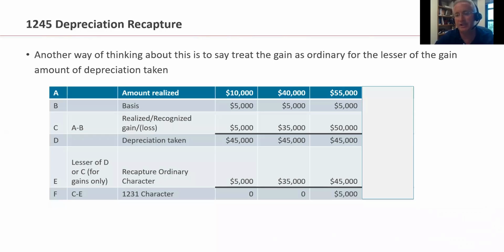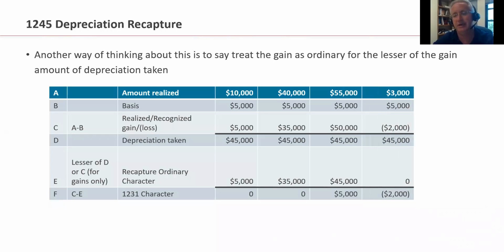Okay, one more iteration. She sells it for only $3,000. Okay, well, remember her basis was $5,000. That means she has a realized and recognized loss of $2,000. Well, this is actually the opposite. Lola didn't over-depreciate her asset. She actually under-depreciated the asset, right? If depreciation followed economics, she'd have taken the basis down to $3,000. She would have had an additional $2,000 of depreciation. Well, but she doesn't get it.